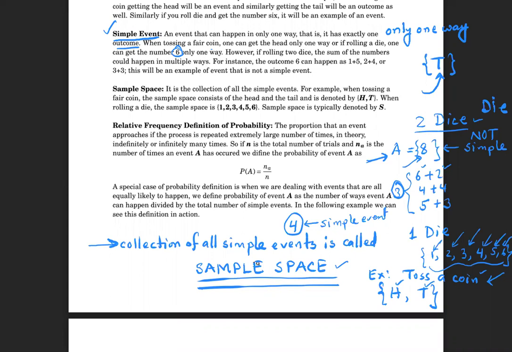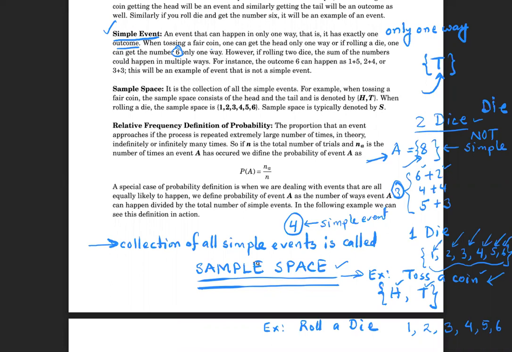So this is one example of sample space. Another example you can think of is rolling a die. If you roll a die, getting the number 1 is a simple event. Getting the number 2 is a simple event. Getting the number 3 is a simple event. 4, 5, and 6. Each of these events is a simple event because they cannot happen in multiple ways.